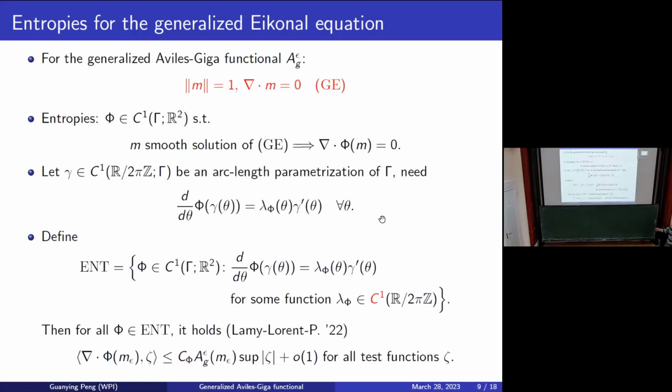Well, then through some careful calculations, we realized that for merely C1 entropies, generally this estimate does not hold. So we need to require a little bit more regularity for entropies. It turns out that in order for this important estimate to hold, we require this function here to be further a C1 function. So the entropies are C1 mappings, but they have to enjoy a little bit more regularity in order for this estimate to hold.